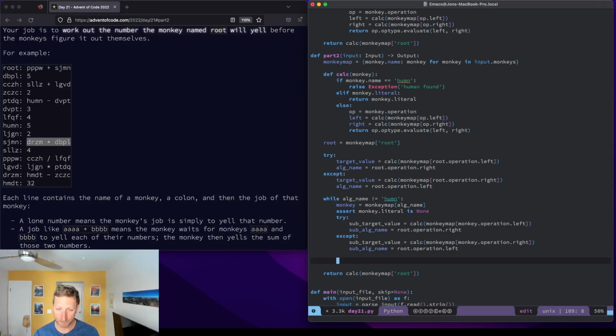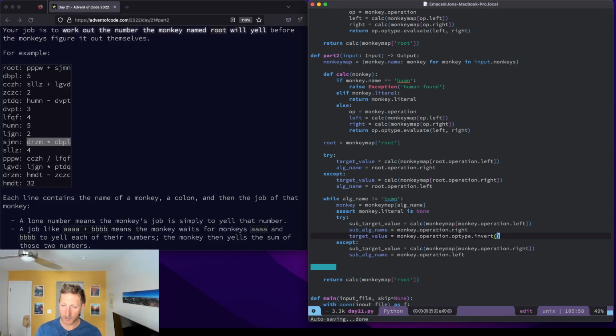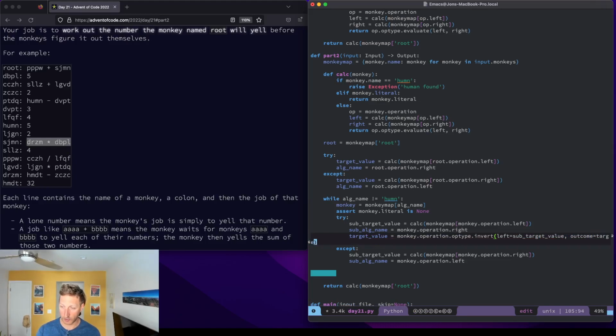So then we do target value equals invert equals monkey dot operation dot op type dot invert. And so in this case, left can be calculated. So we do left equals sub-target value, outcome equals target value. And this will invert to the right.